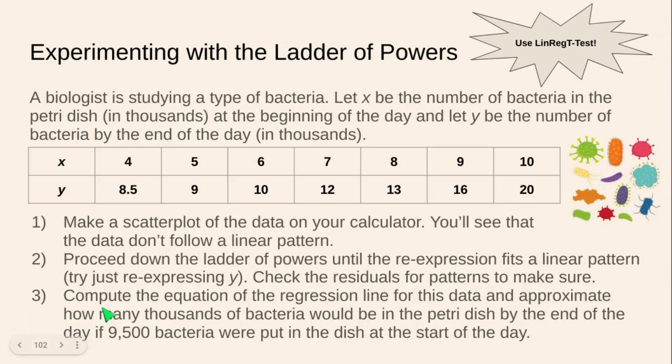Now, step 3. Compute the equation of the regression line. We've done that, but I'll state it explicitly using the format we like to use in AP Stat for this data and approximate how many thousands of bacteria would be in the petri dish by the end of the day if 9,500 bacteria were put in the dish at the start of the day.